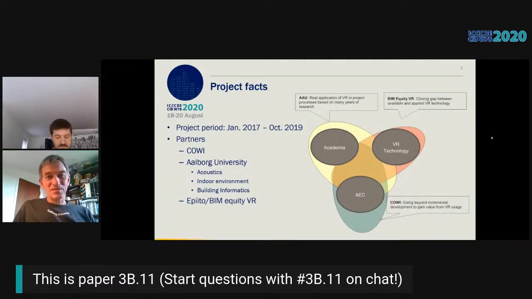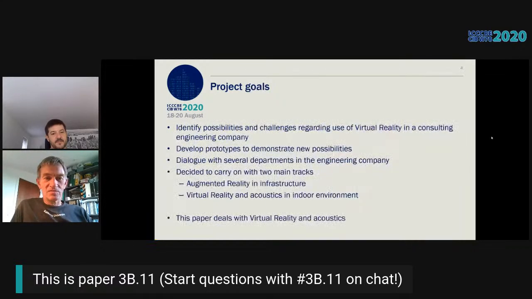The project this research comes from was done from January 2017 to October 2019. It originated from an idea from the engineering company Corvi, who wanted to look into possibilities of using virtual reality and augmented reality in the engineering company. We ended up with three main partners: the engineering company, the technology development company Epito, and Aalborg University, where we involved three different departments.